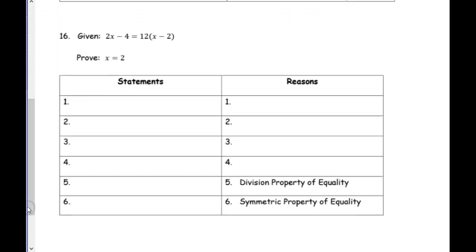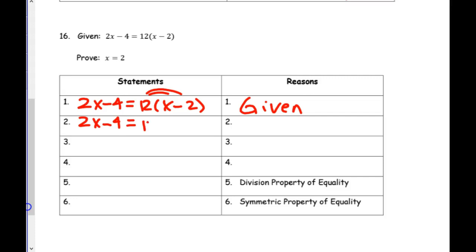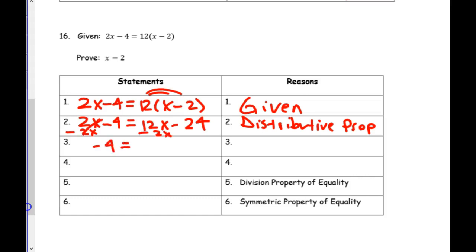Down here, okay, my first step is always what's given. Given. Again, if you got parentheses, first step is going to be distribute. 12 times x is 12x. 12 times negative 2 is negative 24. And again, that's the distributive property. Then I have x on both sides. Let's get rid of that smaller x. Minus 2x, minus 2x. Negative 4 equals 12 minus 2 is 10x, minus 24. That was, again, subtraction property.